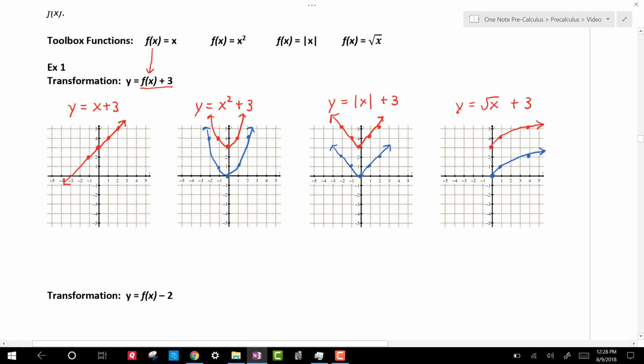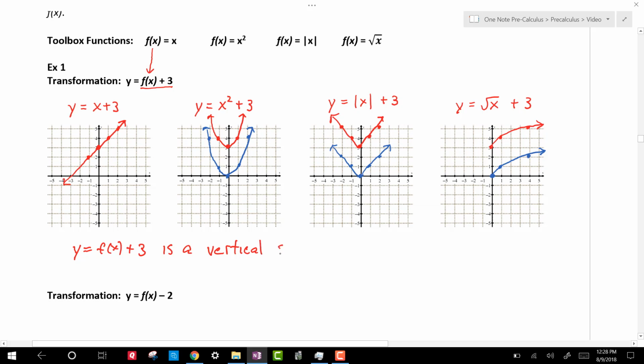All right. So a transformation of y equals f of x plus 3. Okay. So y equals f of x plus 3 is a vertical shift.